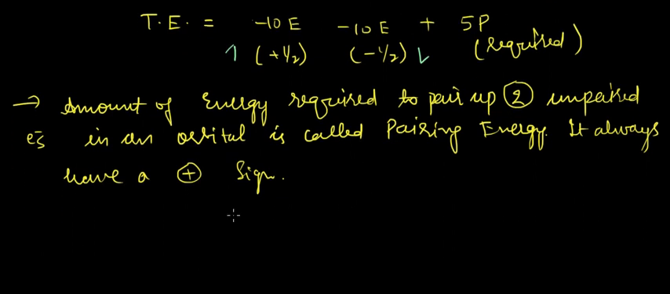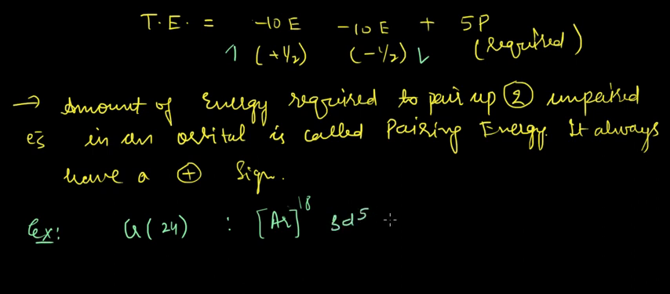Okay, so let's now take another example, chromium 24. The configuration would be [Ar] 18, so let me write the square brackets for Ar, and then we have the configuration 3d5 4s1 due to the half-filled and partially filled theory.